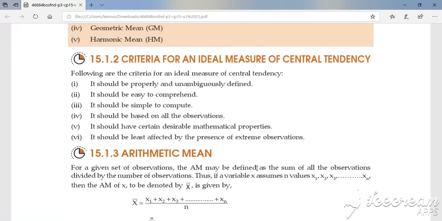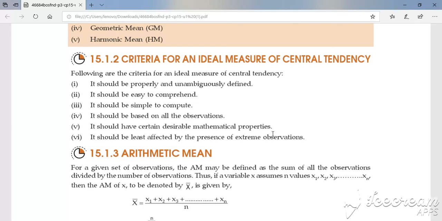Again, grouped data has two types. What are those two types? One is the individual frequency distribution. It is in the form of xi and the corresponding fi, meaning x1, x2, x3 up to xn are your n observations, and the corresponding frequencies are f1, f2, f3 up to fn. This is called the individual frequency distribution.